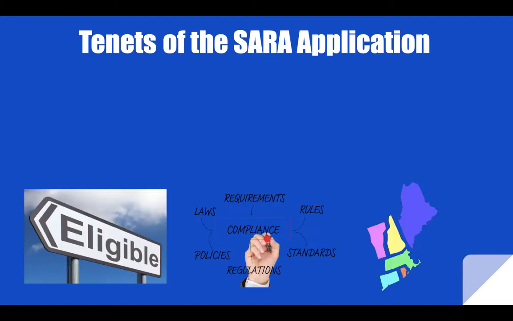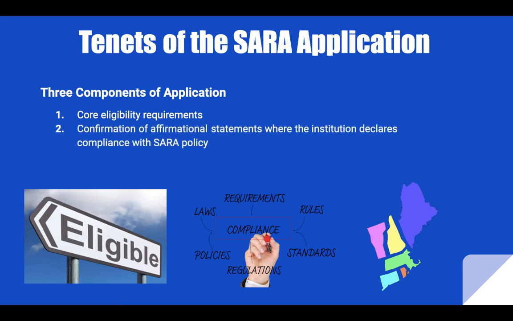When you look at the application, you'll see three components. The first are qualifying questions. These confirm core requirements like the ones previously discussed. The second are confirmation of affirmational statements where the institution declares compliance with SARA. And the last is you'll provide some supplemental and state-specific documents.